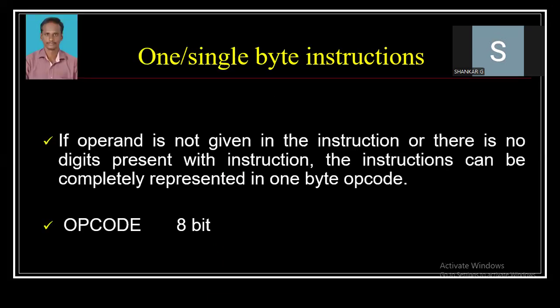Let us see them one by one. The first type is the 1 byte or single byte instruction. In this case, if the operand is not given in the instruction, or there are no digits present with the instruction, the instruction can be completely represented in 1 byte, which means the mnemonic consists of only the opcode. The opcode consists of 8 bits, right? For example, RET doesn't have any operand.